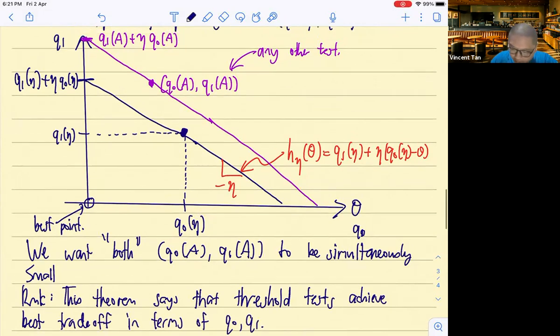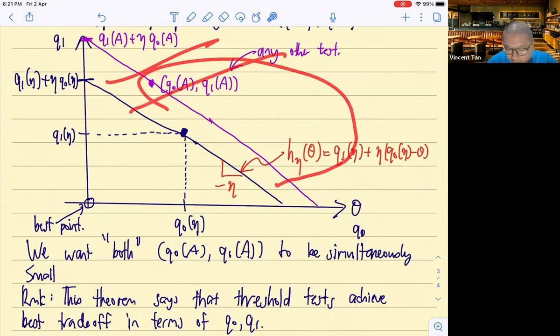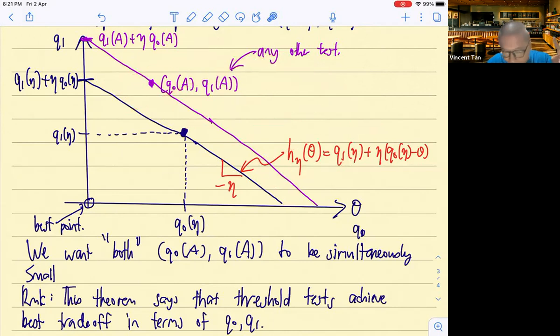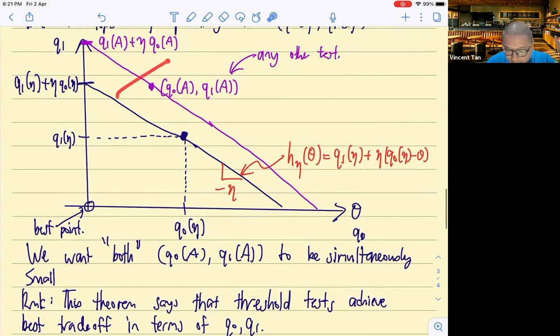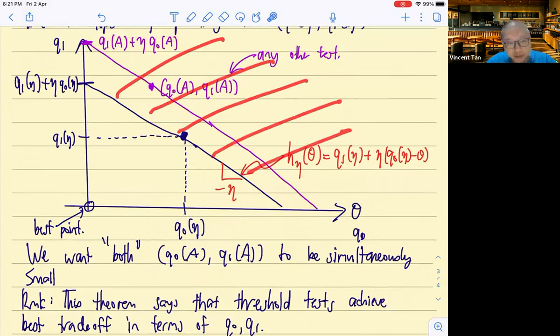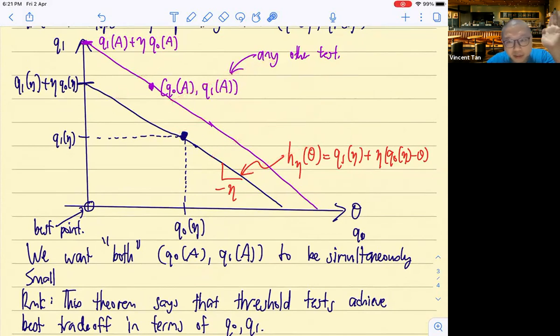Why? You see, no matter what eta I choose here, I can draw a certain line here. The lower the line, the better. And every other test in the world has to land in this top right region. So it must be worse, in this sense, because you are at the top right here. Any other test.